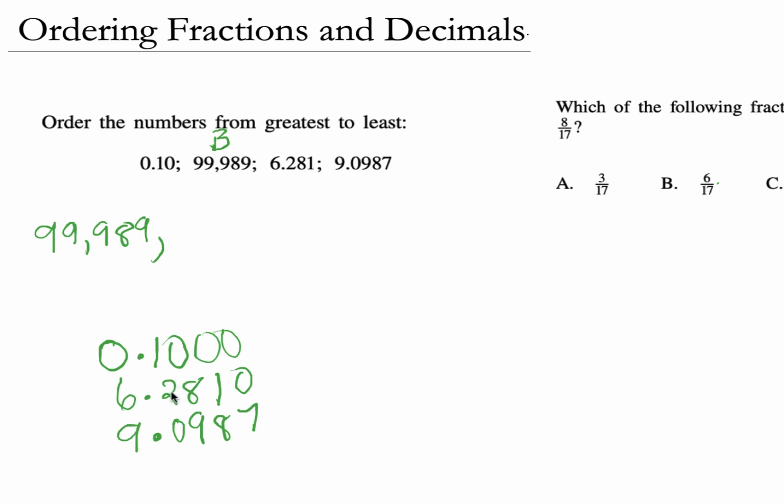So for those who can't, I would suggest you line them up by their decimal points, and then we're going to start from the first place value here, which is the ones place, and then we're going to look for who's the biggest. So the best thing about the digits in the ones place is that they're all different. You have 0, 6, and 9. So who will be the biggest? The 9. So next in line would be 9.0987, followed by the 6, which is 6.281, followed by the 0.10.